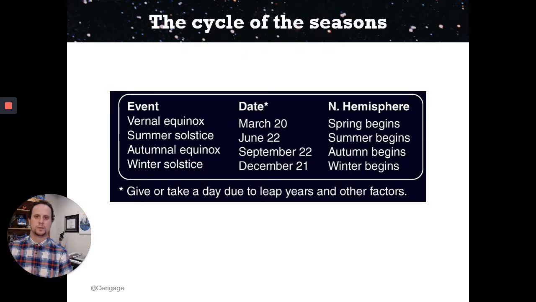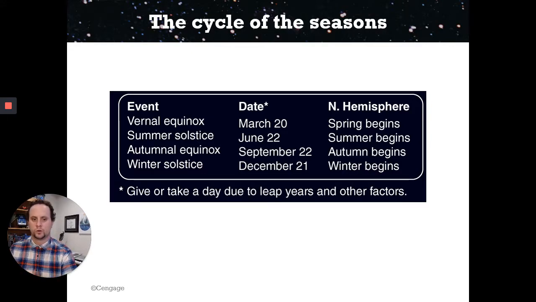The cycle of the seasons, we've talked about these. We went through the autumnal equinox back in September. The winter solstice is approaching, give or take a day or two due to leap years and daylight savings and stuff like that. But generally, these are the dates, and they remain the dates through the whole time.